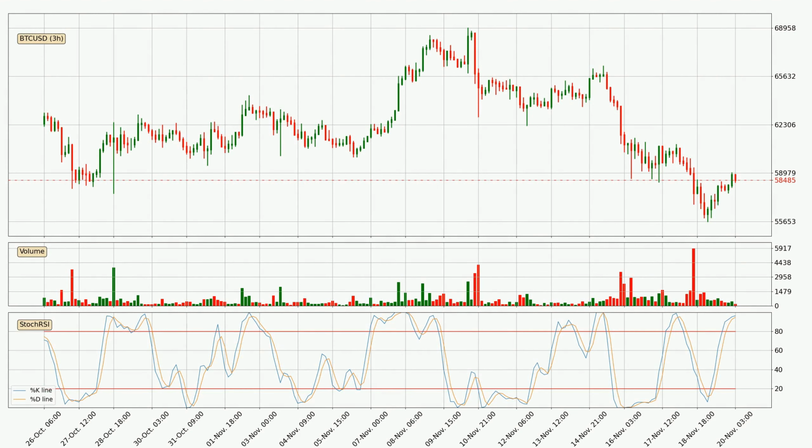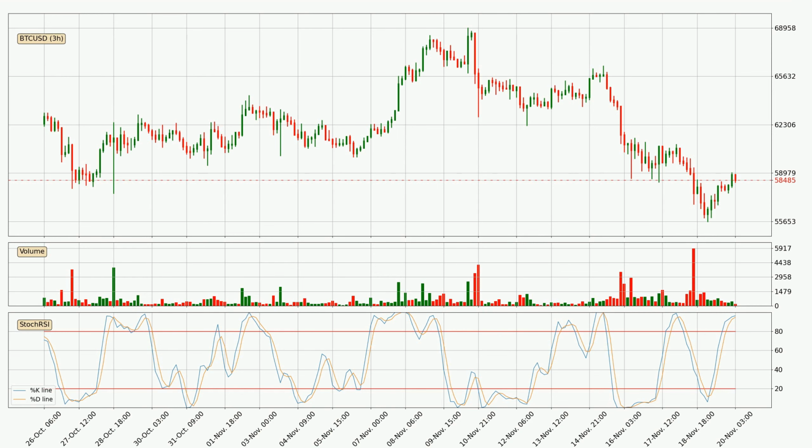Looking at the 3-hourly stochastic RSI, both the %K and %D lines are in the higher region, which means that the price is getting overbought and soon a trend change, or at least some kind of consolidation, could be expected. However, the K line still hasn't crossed the D line, so you should wait to see if the trend will actually go down.